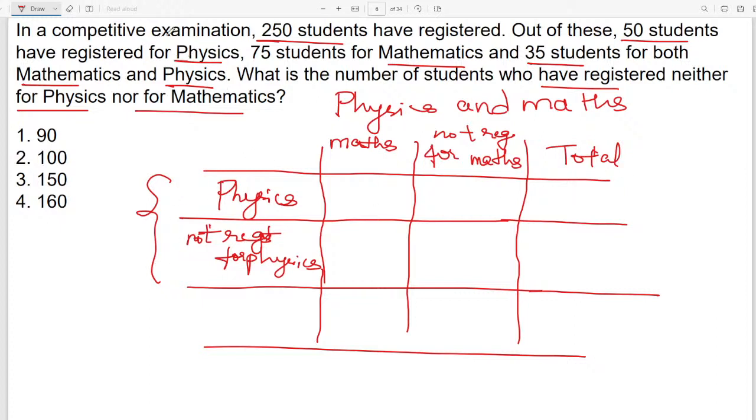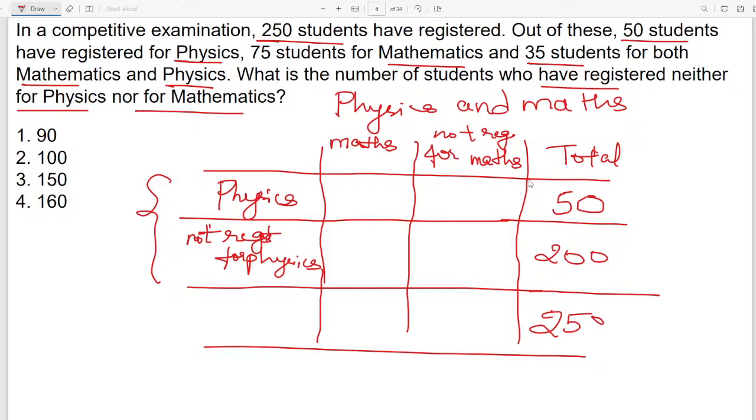So how would we solve this? They have given that in this competitive examination, 250 students have registered. The total students are 250. And out of these, 50 have registered for physics. So in the physics column, 50 have registered for physics, and people who have not registered for physics is 200, because 50 plus 200 is 250. So this would be 200 people who have not registered for physics.